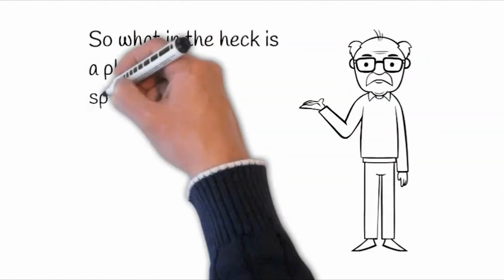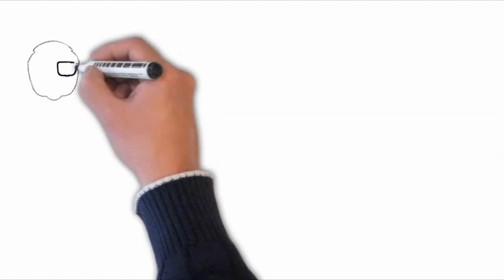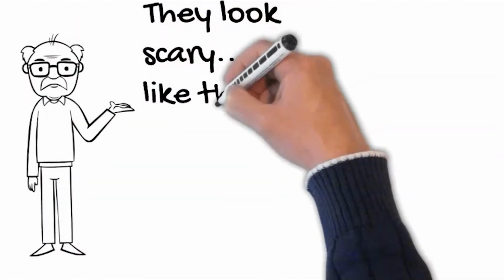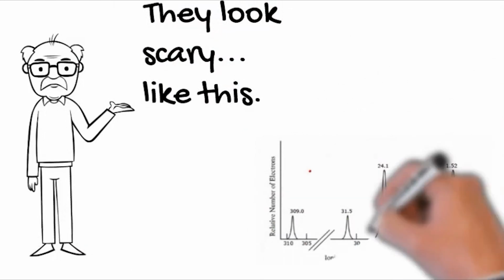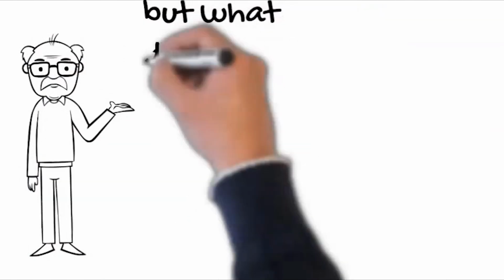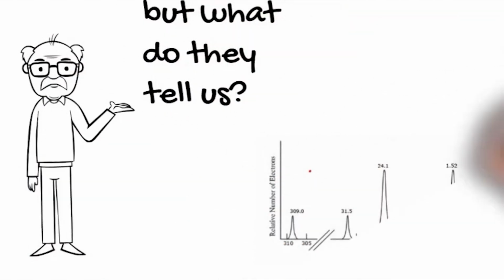So what in the heck is a photoelectron spectroscopy graph? Kind of a big word. They look scary, kind of like this. What do they really tell us?